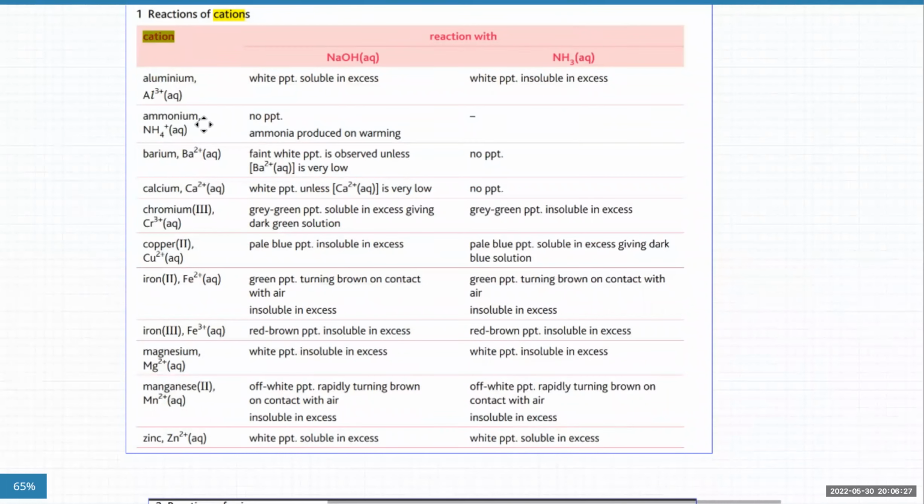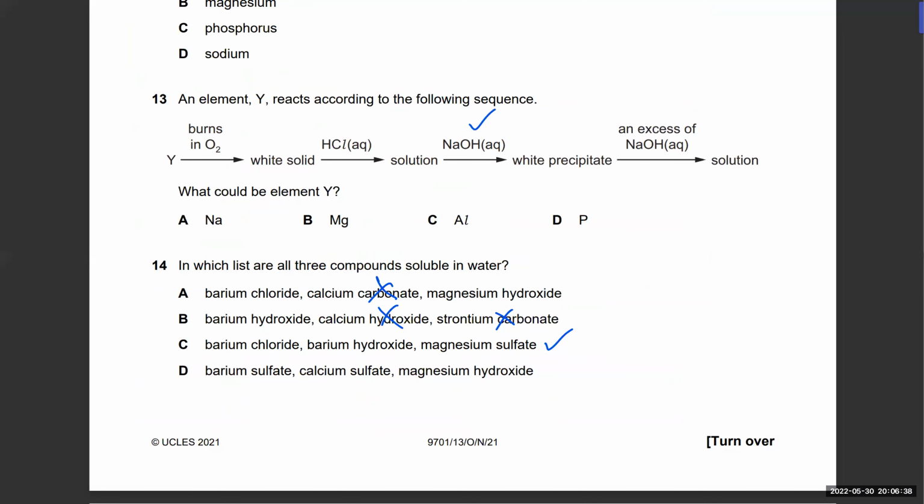Although most of you have skipped out on your labs, know the test for cations. It's aluminium, that's a white precipitate which is soluble in excess. So he's talking about aluminium basically. That is what the answer is.